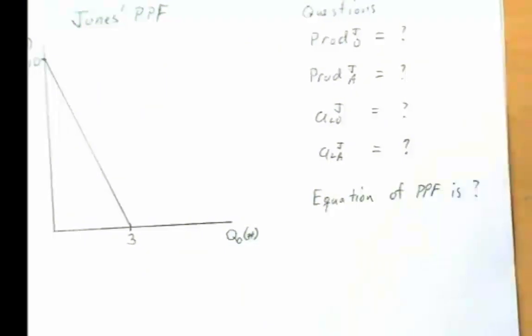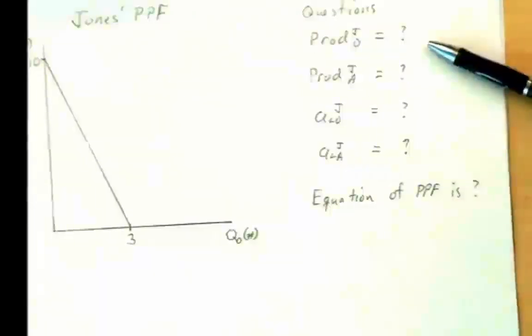So with that information in front of you, you should now be able to write down all of the economic variables and meanings that we put down before. So for example, what is the productivity of Jones in oranges? Take 10 seconds and write it down. Look at the diagram and tell me, what is the productivity of Jones for oranges?